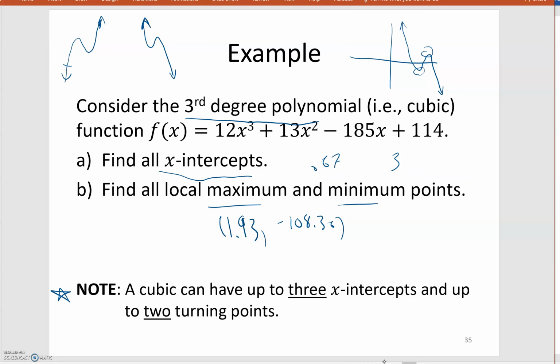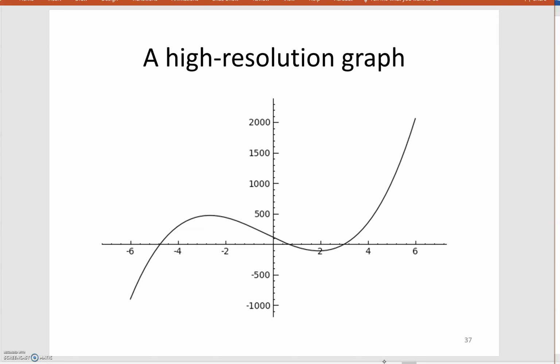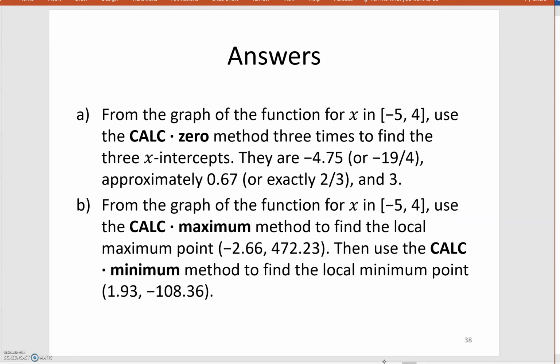That's the local minimum. The local maximum you find the same way, except you choose maximum instead of minimum, and then you scroll over to that point. Once again, I think I will not do that, and I'll leave that for you to do. Okay, so we've just run through all these things.